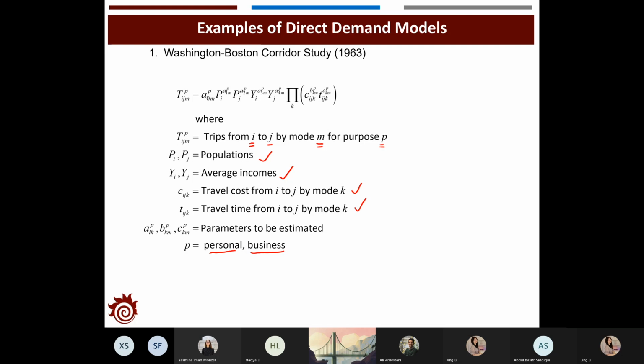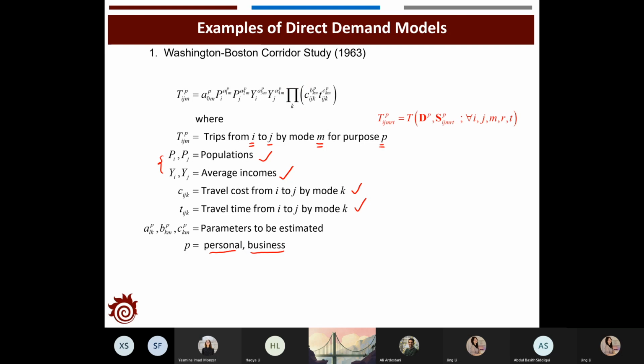Also here you need to know the population and income for the two cities, Washington, D.C. and Boston. In the equation, you can see there are a lot of parameters. The variable parameters A, B, and C are all coefficients we need to calibrate. There is also a product sign to represent the relationship with the cost of all the different modes.